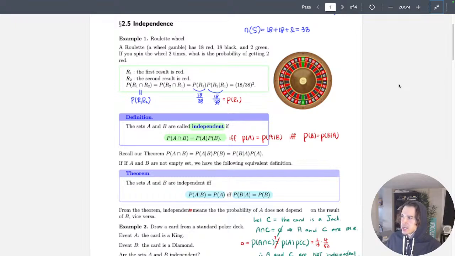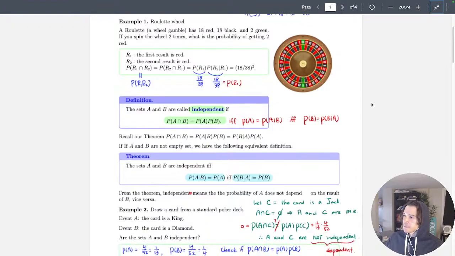And then the probability of R1 intersect R2, so just the probability that you get red on both R1 and R2, equals the probability of R2 intersect R1, so it's symmetric, equals the probability that you get red on the first one, times the probability that you get red on the second one, given that you got red on the first one. But since this is a roulette wheel and the second spin has nothing to do with the first spin, the probability of R2 given R1 is the same as the probability of R2. And so you just square 18 over 38.